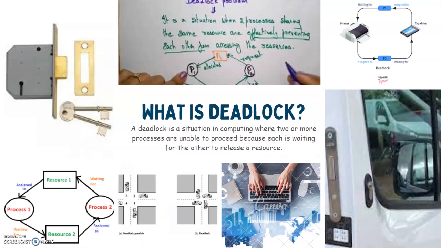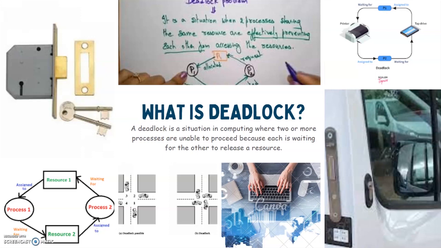So, deadlock is a situation in computing where two or more processes are unable to proceed because each is waiting for the other to release a resource. In other words, it's a state where a set of processes are blocked because each process is holding a resource and waiting for another resource acquired by some other process. As a result, none of the processes can continue their execution.